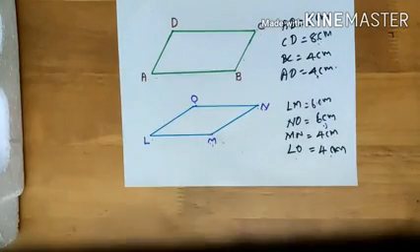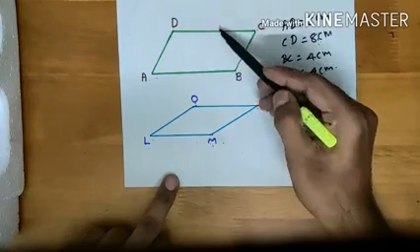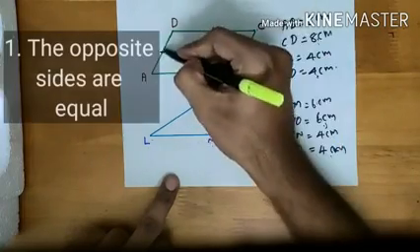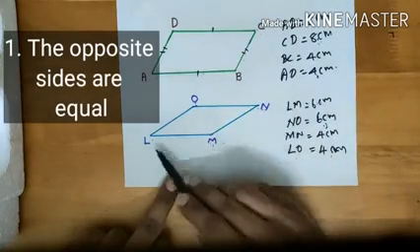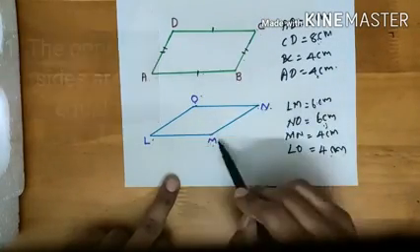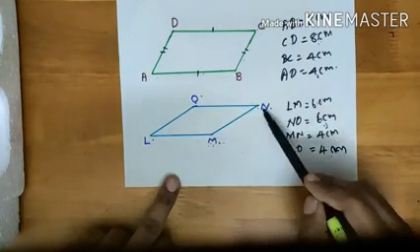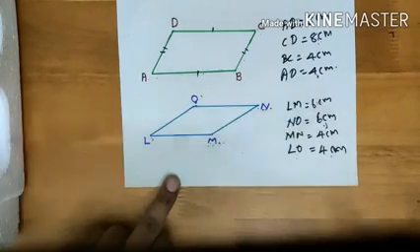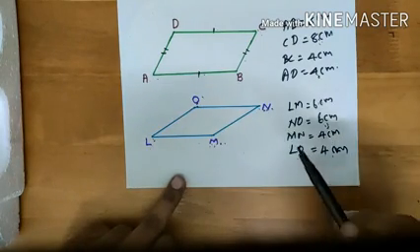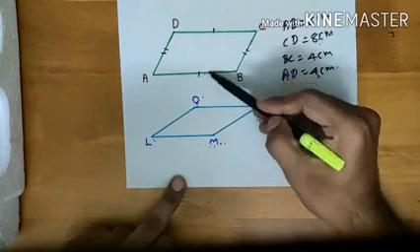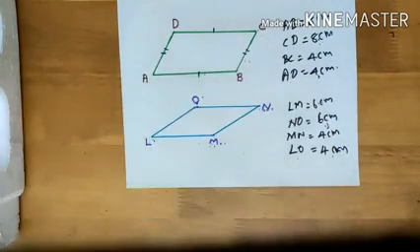So what is the first property? In a parallelogram, opposite sides are equal. Okay. In LMNO, LM and NO are equal. Similarly, MN and LO are equal. So what is the specialty about sides? In a parallelogram, opposite sides are parallel and opposite sides are also equal.